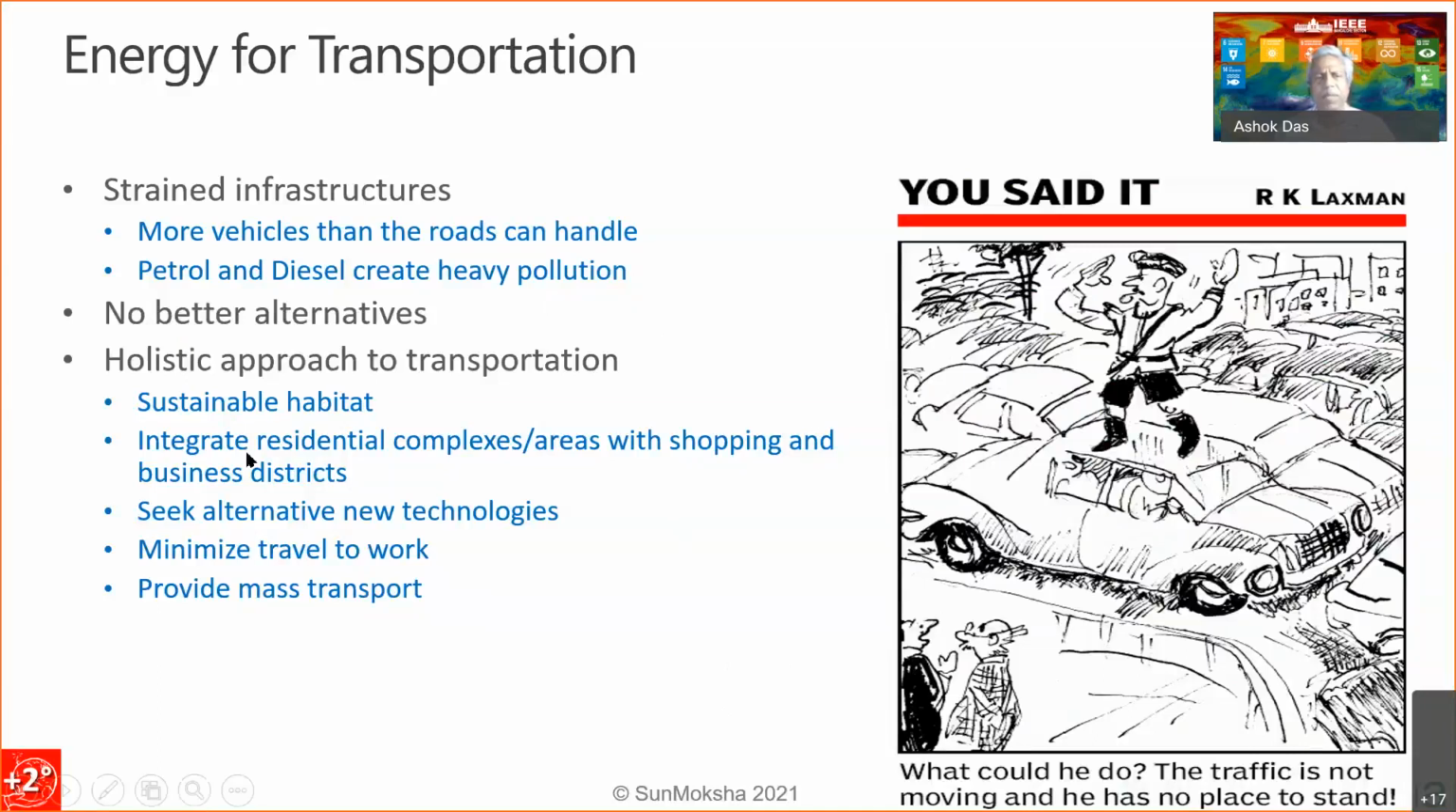So we need to have sustainable habitat, integrated residential complex, alternative new technologies, minimize travel to work, which has happened a lot during the pandemic, but there is no measure yet of how much it has impacted the GHG emissions, although we could see clear skies in many of the cities where it was not even visible earlier. So it does help.